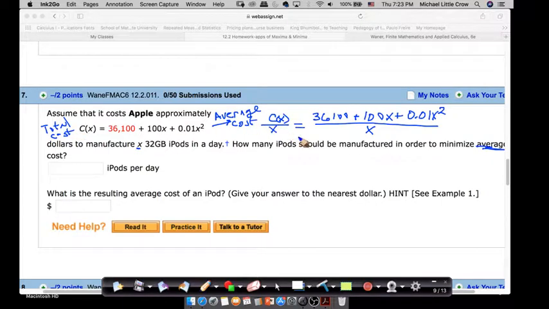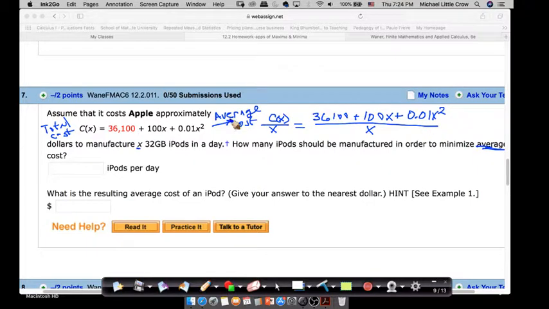This function here is average cost. Now you could use the quotient rule here, or if you're like me, you'll distribute this x through so it's 3 different terms, and you'll take the derivative one step at a time. I think that's probably going to be easier in my book. But the other one might not be too bad either.